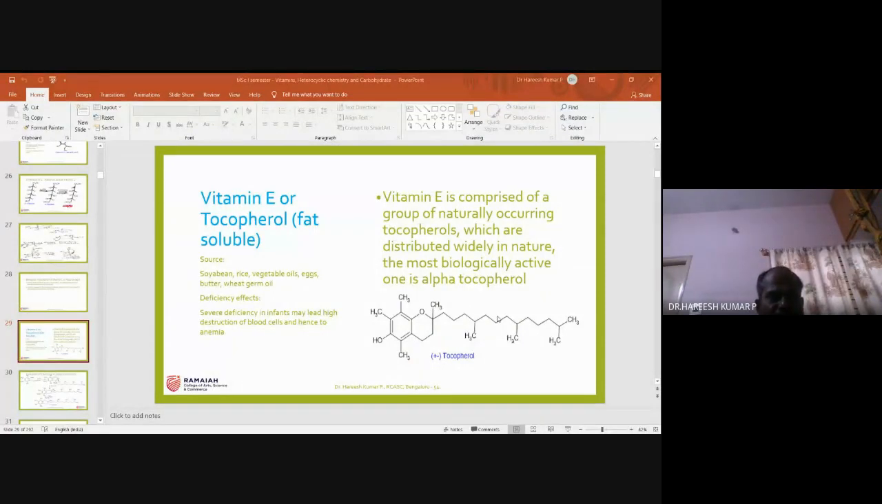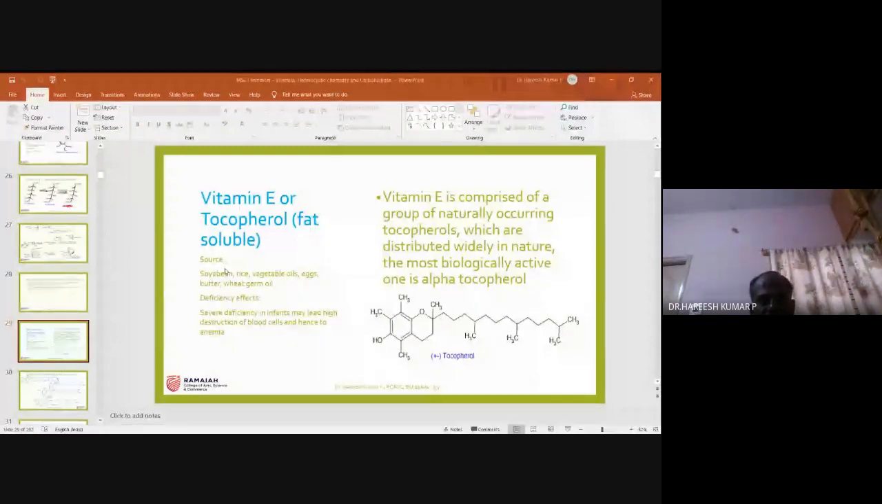In our last class, we discussed vitamin H and vitamin C. So today we will discuss vitamin E. Vitamin E is also called tocopherol, and it is a fat soluble one.